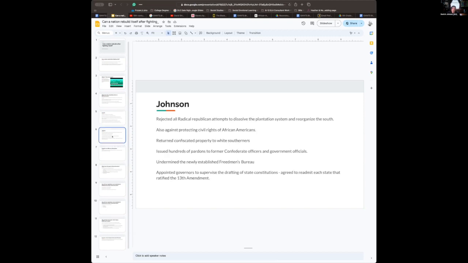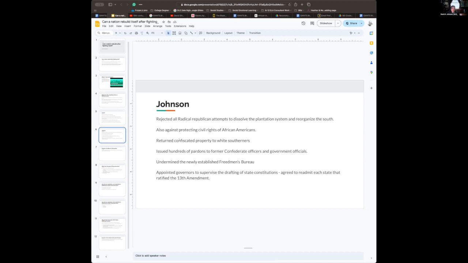But Johnson also rejected all Republican attempts to dissolve the plantation system and completely reorganize the South. Again, if he's representing the interest of the border states, that sort of tracks, that makes sense. He was also against protecting the civil rights of African Americans. He returned a lot of confiscated property.